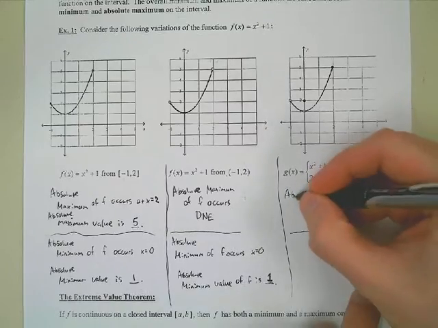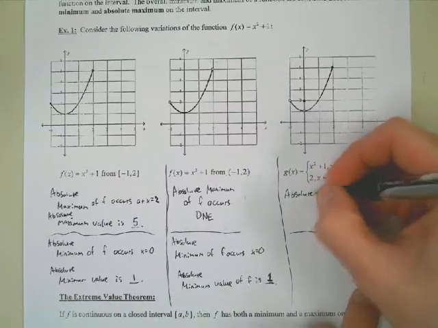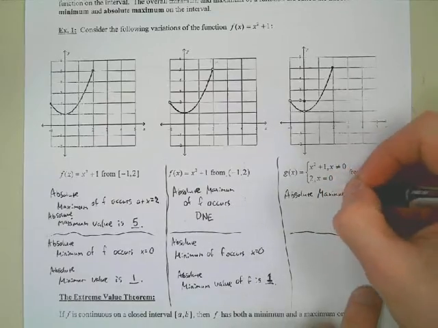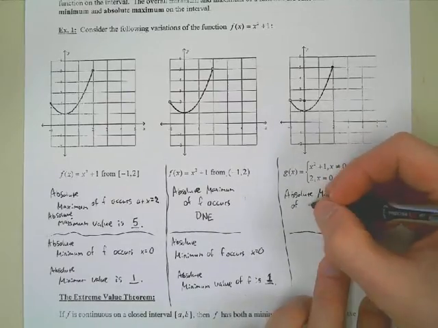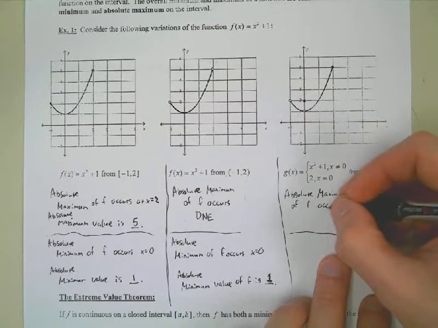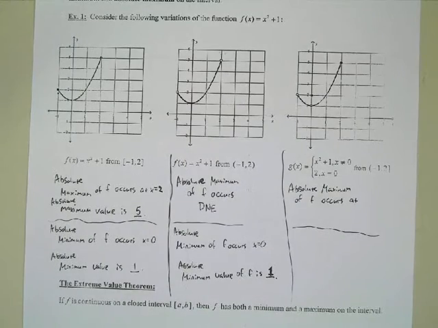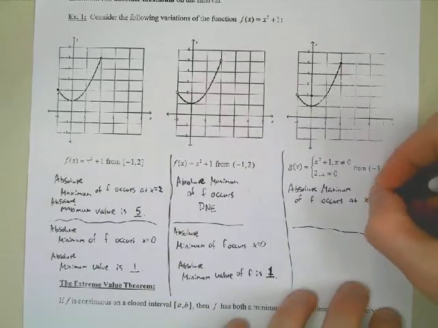Is there an absolute maximum here? Absolute maximum of f occurs at what x value here, Jack? 2. Yep, x equals 2. So it's still the same. That doesn't change.